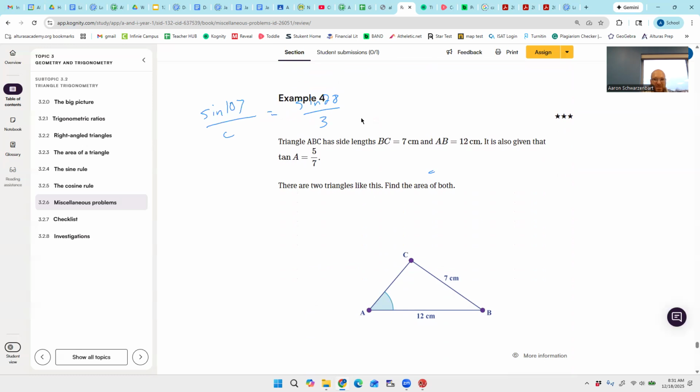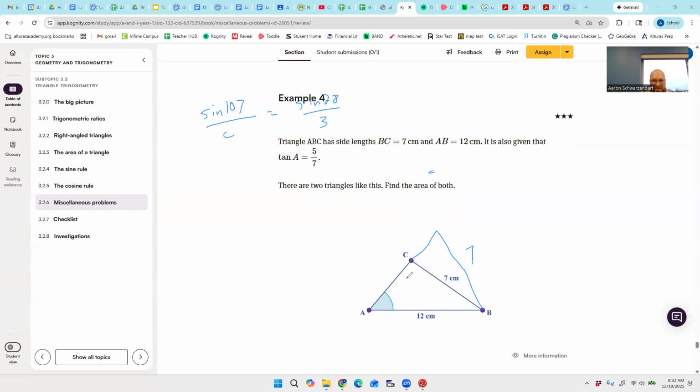This one. Oh, we only have two pieces of information. Interesting. So there are two triangles. Oh, there are two triangles here. Draw an altitude and make two right triangles. There's going to be another one here, one that tucks in and one that goes out. Find the area of both.